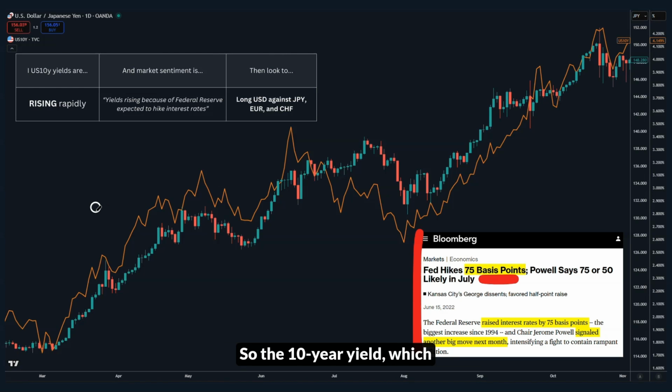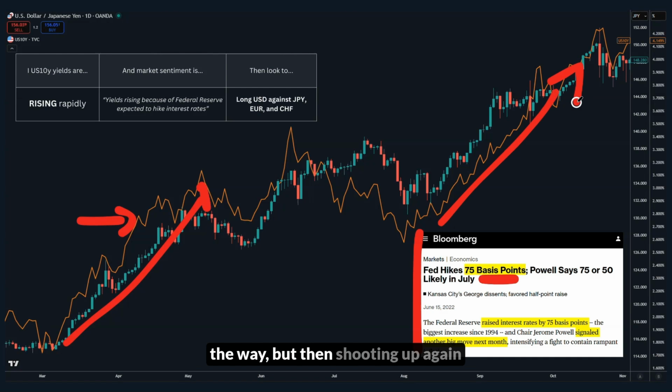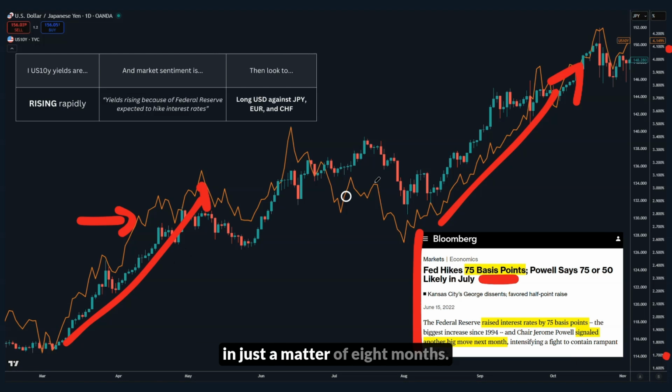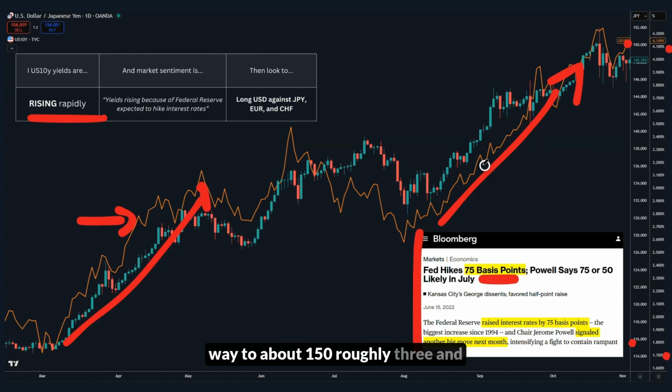So the 10-year yield, which you can see in the orange line right here, went shooting up. Obviously it corrected some along the way, but then shot up again. It went from roughly 1.7% to 4% in just a matter of 8 months. That's rising rapidly. And as you can see, the dollar against the Japanese yen over the same window followed the yields almost to the tick, from about 115 all the way to about 150, roughly 3,500 pips in 8 months. Why did that happen?